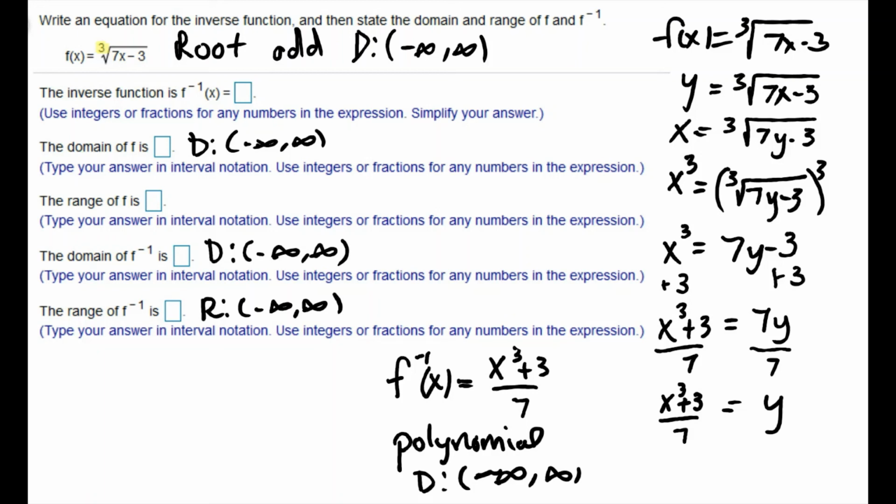And like I said a moment ago, the x's and the y's get switched with these functions. So this is going to tell me that my range of f is negative infinity to infinity.